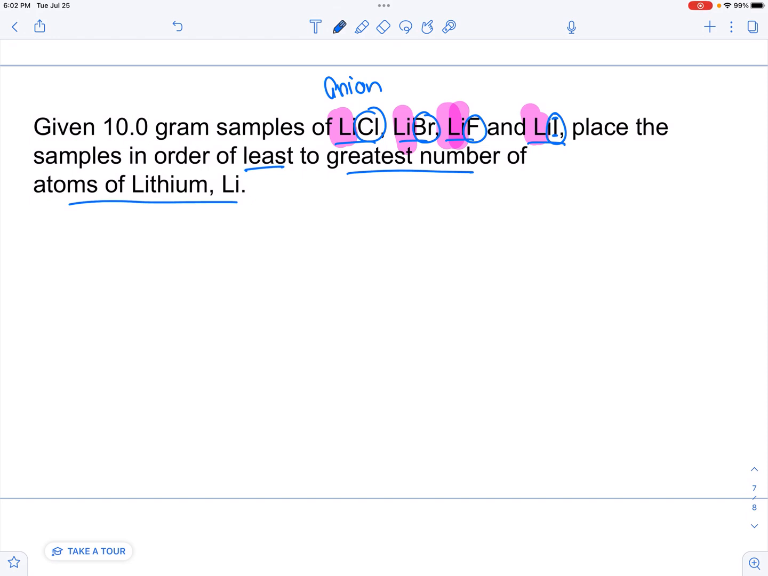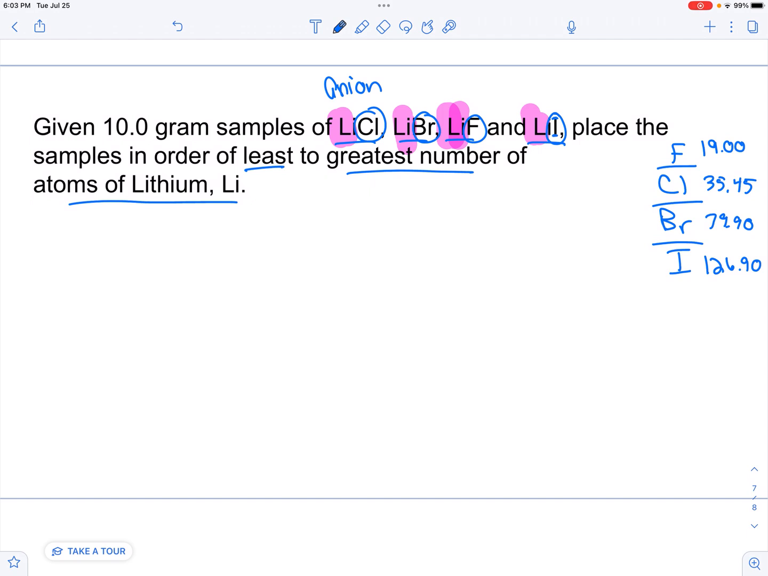So what I can do is look at them on the periodic table. Fluorine is on the top. Then I've got chlorine, then bromine, then iodine. All right, and I'm just going to jot the masses down, and they go from smallest to greatest. This is really going to help us out. And some of you might already have the answer, and other people are like, I need to go a little bit further. Okay, the least number to the greatest number of lithium.